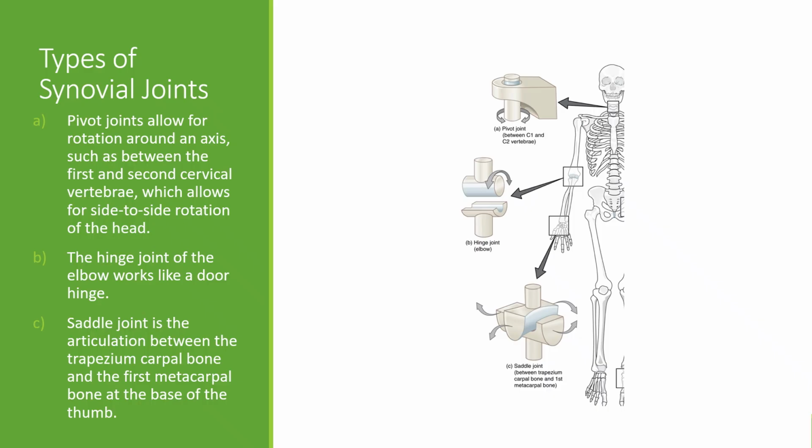A hinge joint is just like the hinges on your cabinets or your door. It allows things to open and close, open and close, so you're just going to have movement in one direction. Think about things like knees and elbows. Those are hinge joints. A saddle joint is the articulation between the trapezium, which is one of your carpals, your wrist bones, and the first metacarpal of your thumb. The only place you're going to find this saddle joint in the body is your two thumbs, and it's what allows you to have an opposable thumb. We'll talk about that some more in just a few minutes.